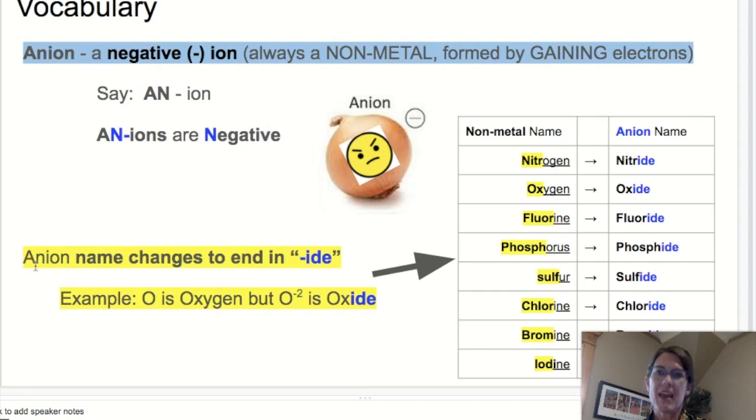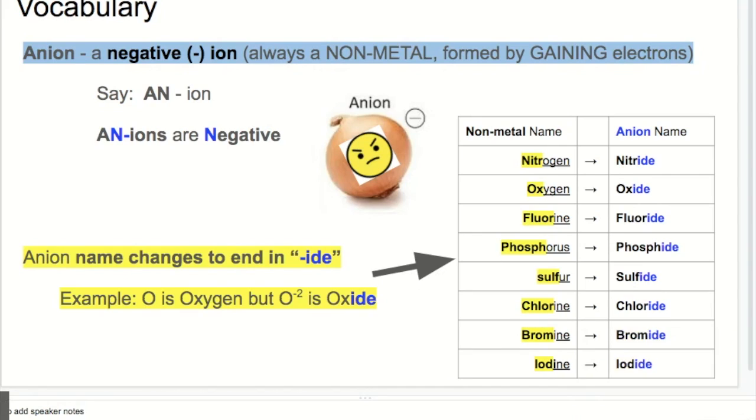For naming, the anion name changes to end in "ide." So for example, O is oxygen, but O2 negative is called oxide. So you've probably heard of oxide before, like carbon dioxide, and that's where that comes from. So here are all the nonmetals that we use in chemistry, and then their "ide" name there. So I'm going to turn off my camera so you can see it a little bit better.